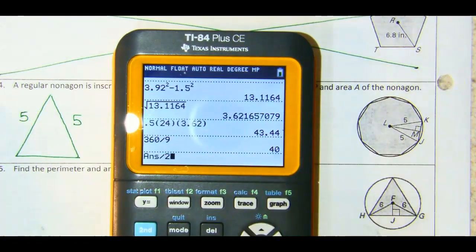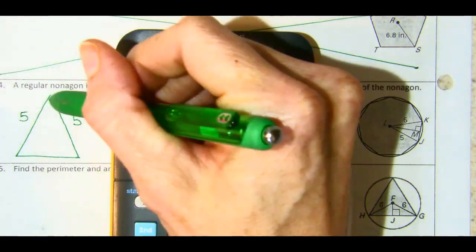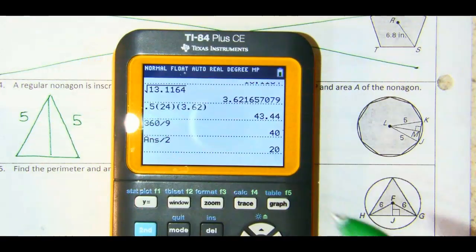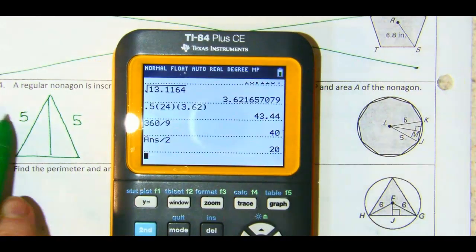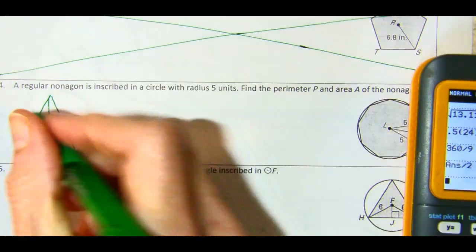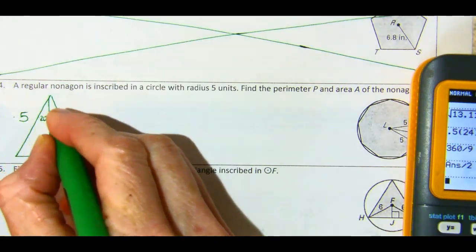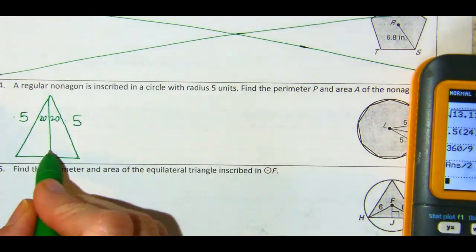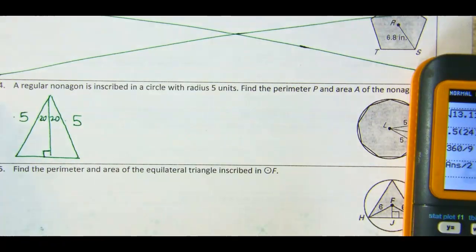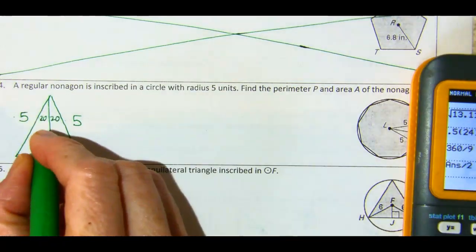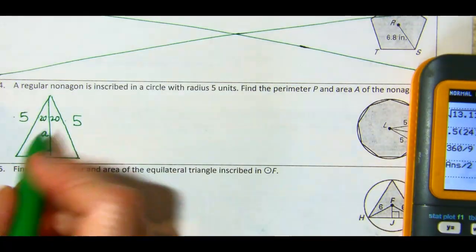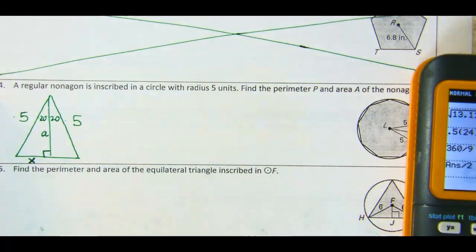But if I drop the apothem, which is also the altitude, it's going to split that to 20 because it's isosceles. So this is 20, this is 20, and this is going to be perpendicular. Now, I need to find the bottom on this one, and I need to find the apothem. So first, let's find A.